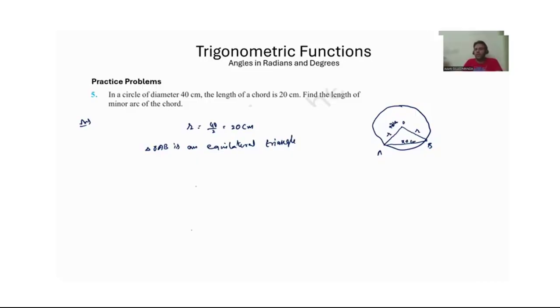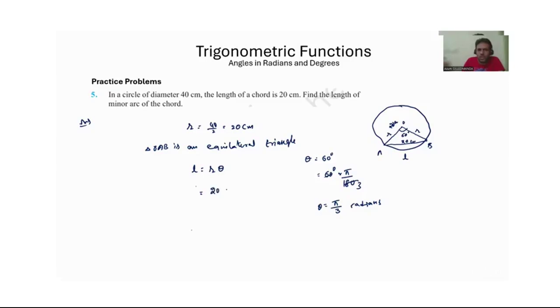Now what do we need to find? We need to find this L, which is nothing but the arc length. What is the formula? L equals R theta. But what is theta here? Theta is 60 degrees, in an equilateral triangle. This 60 degrees I need to convert into radians, so I can say this is pi by 3 radians. Guys, so theta is pi by 3 radians.